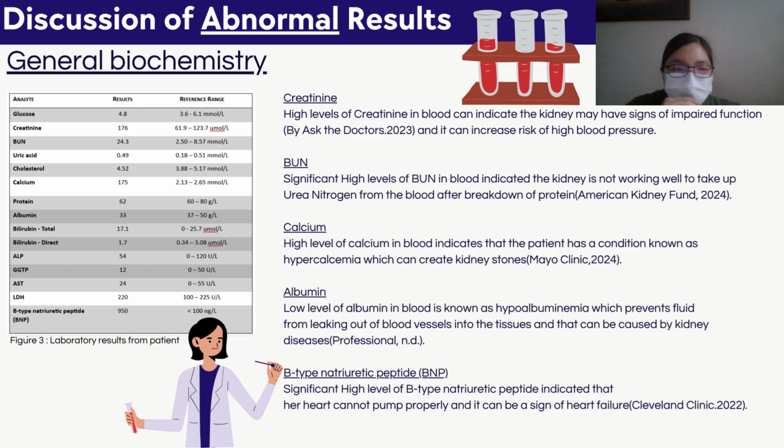In this slide, the patient's biochemistry results show high levels of creatinine and BUN, suggesting the kidneys may not be functioning properly, which can lead to high blood pressure. Elevated calcium levels indicate hypercalcemia, which can cause kidney stones. Low albumin levels suggest hypoalbuminemia, leading to fluid leakage from blood vessels, indicating possible kidney disease. Additionally, high BNP levels are indicative of heart failure.